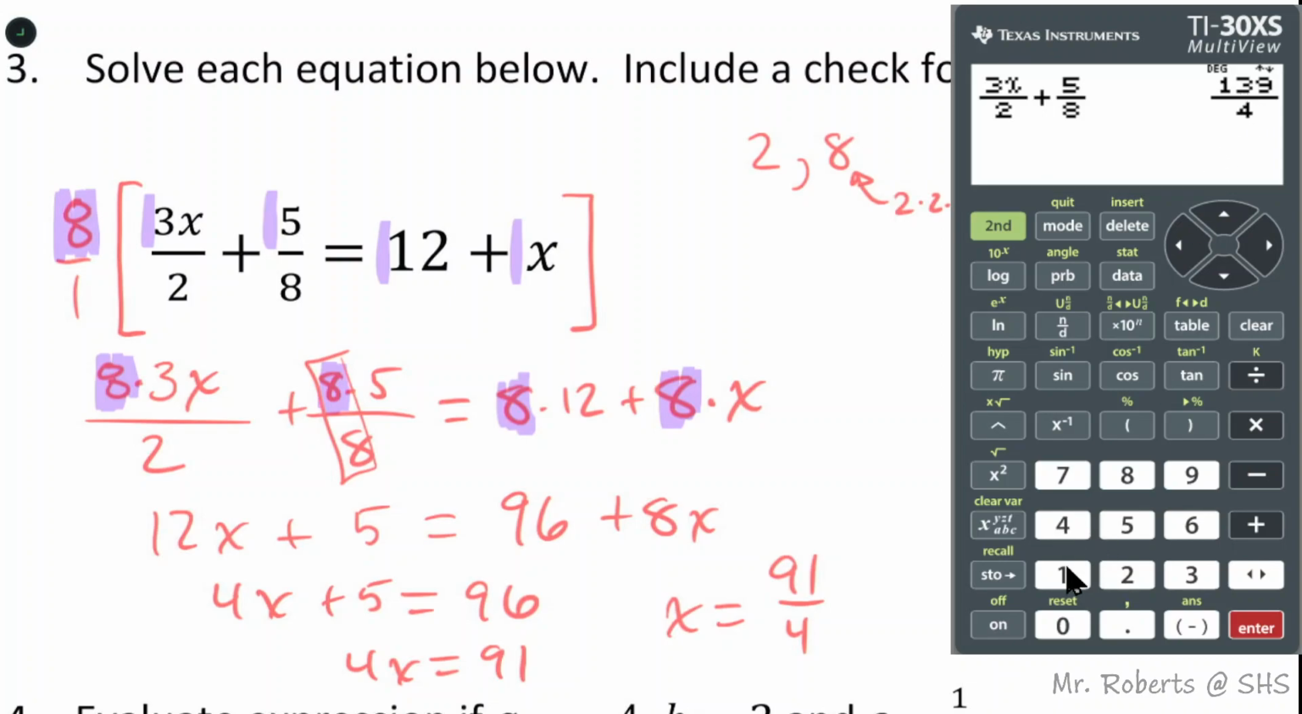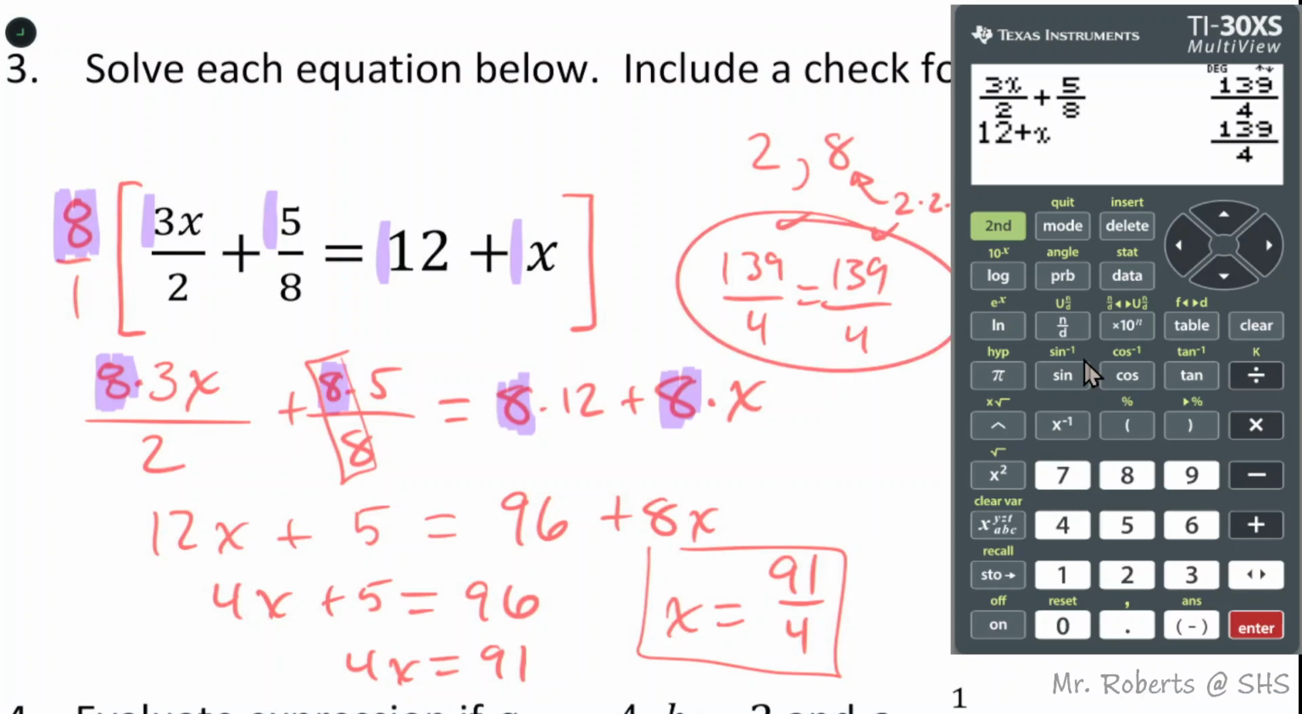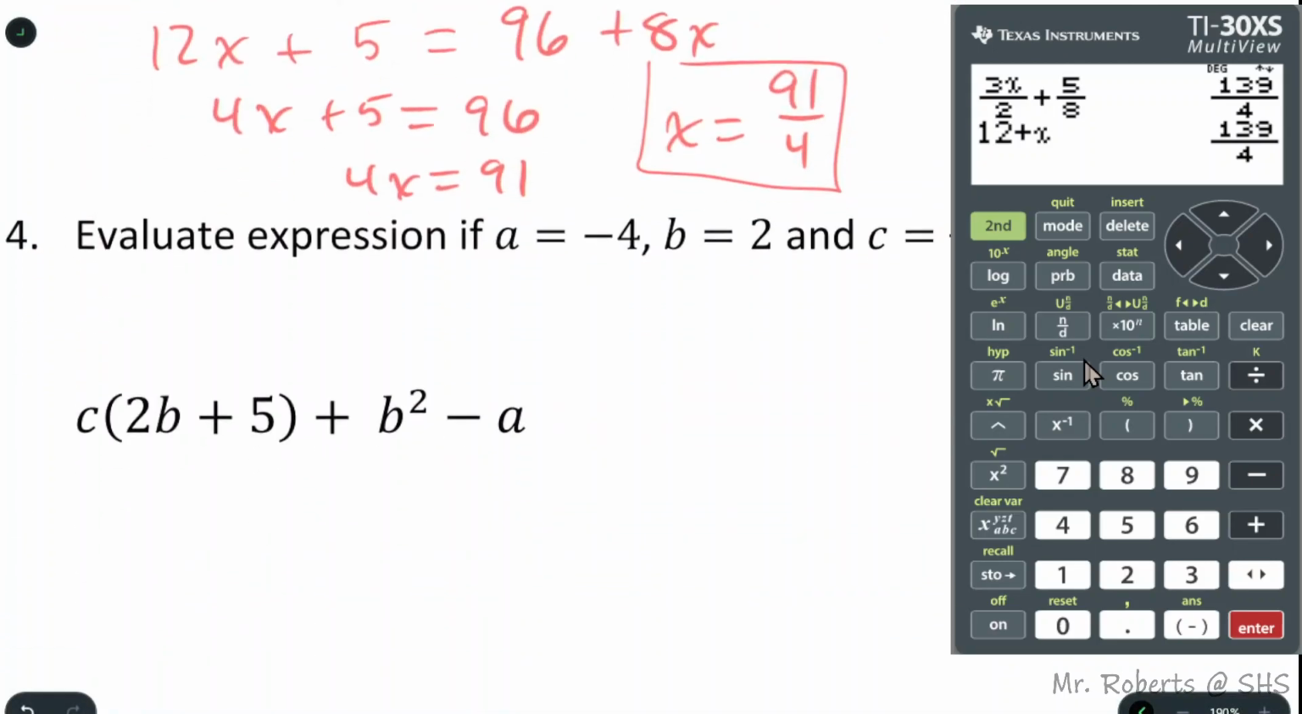What about the other side? The other side's simple. It's just 12 plus x. When I do that, I get 139 over 4. So when x is 91 fourths, both the left and right hand side are the same. In fact, the same that they are is 139 fourths is the same as 139 fourths. So this is my check, right? I don't have to do more than that. I'm just confirming that when x is 91 fourths, both sides are the same. Let's move on to the next question.